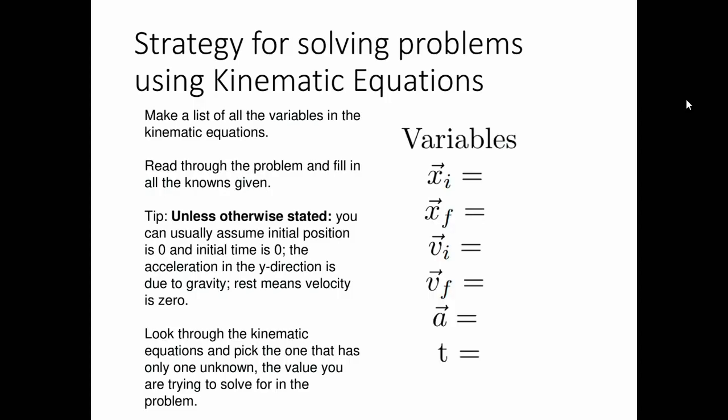So you'll have a word problem, and the first thing that you do is pull out information from the word problem to fill in this little table of variables. Then you'll pick the kinematic equation that has all of the variables you need except for the one that you're trying to solve for. So we'll do some examples to show how we work through these kinds of problems.